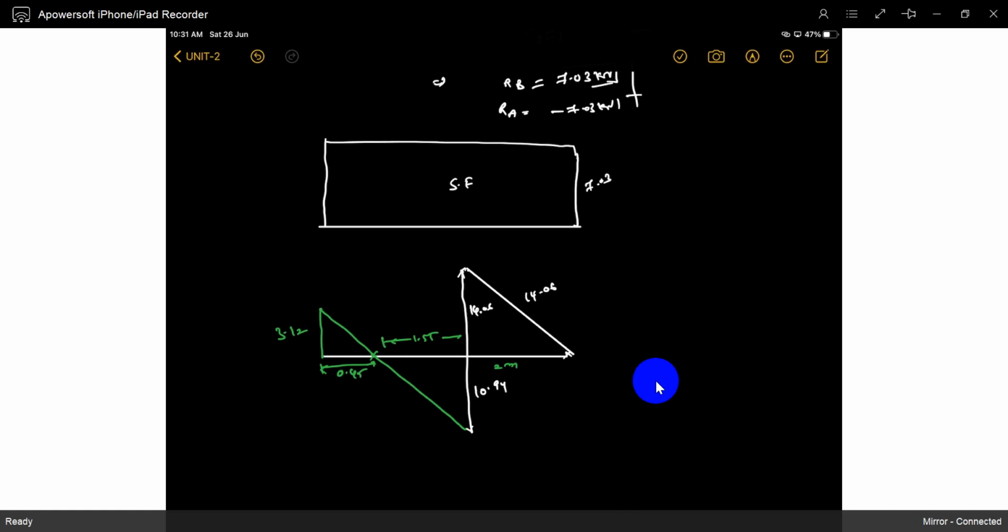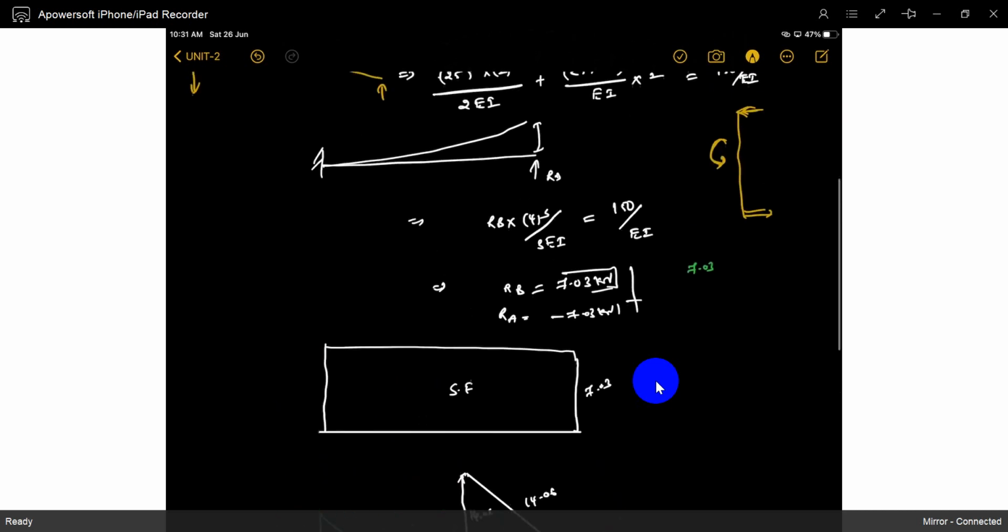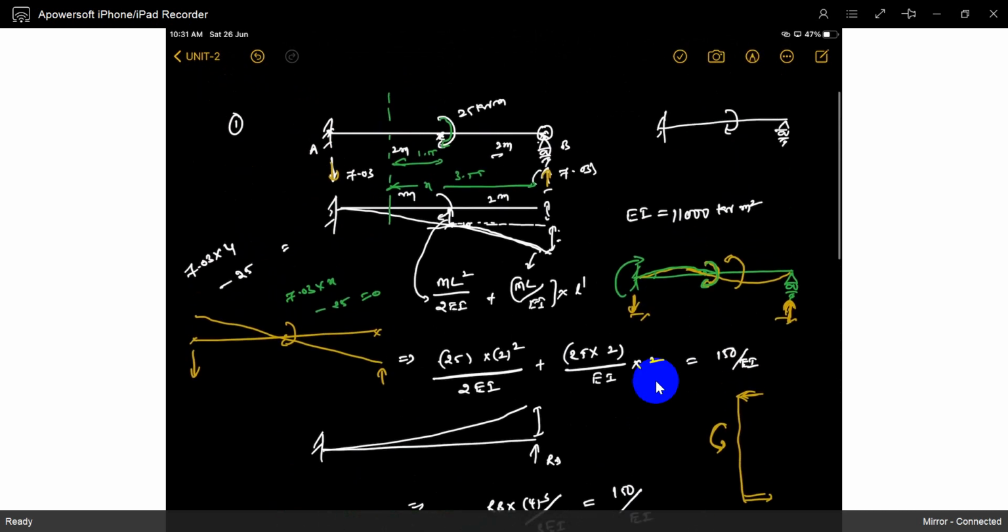That's it. Shear force and bending moment diagram is done. So now I want the slope at B. How can you calculate the slope at B? So I want the deflection at C. This is C. I want the deflection at C.